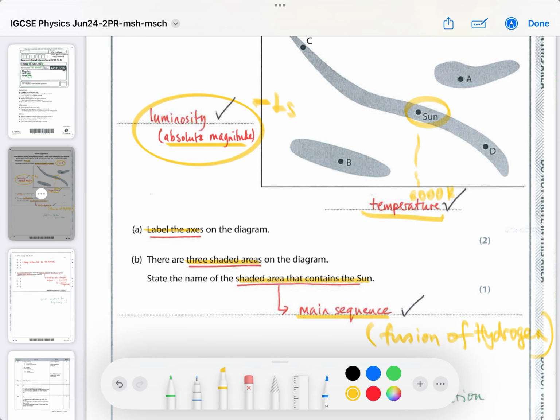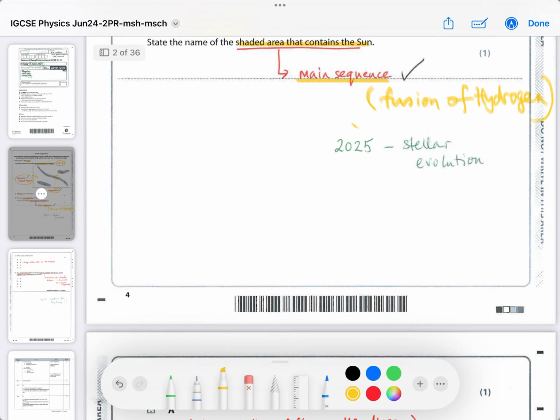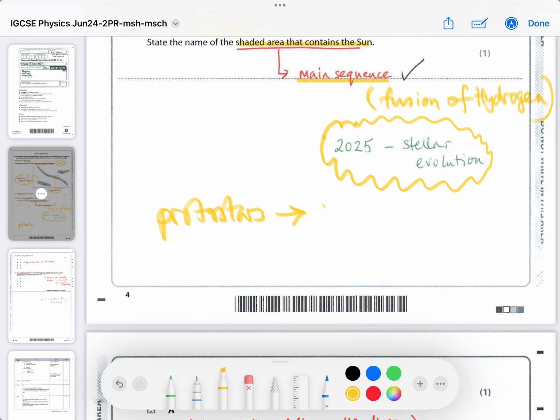So you get 2 marks for the axes and 1 mark for knowing what the main sequence is on a Hertzsprung-Russell diagram. So I think in 2025 they will probably talk about stellar evolution. So something like this question, but asking you to potentially explain the phases of the life cycle of stars. In other words, they go from protostars, and then how do they form into, when do stars start fusing hydrogen? So that's the main sequence stars.